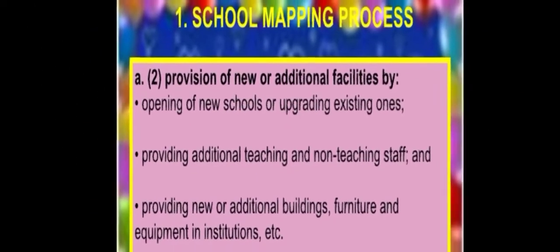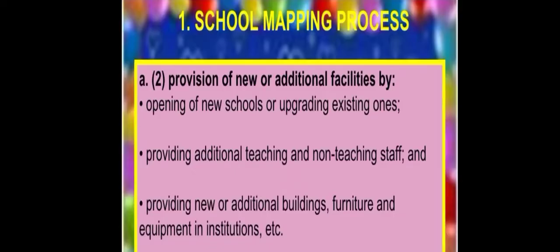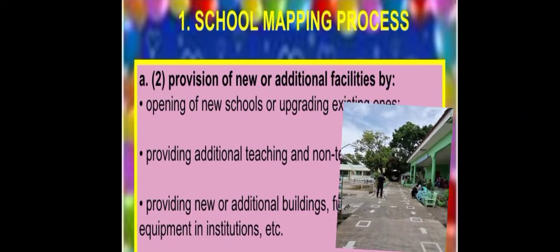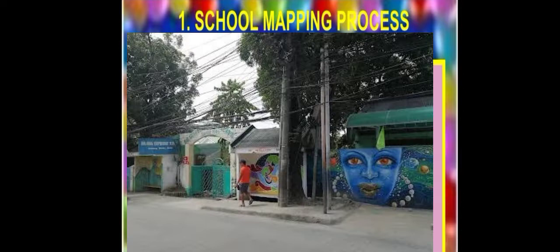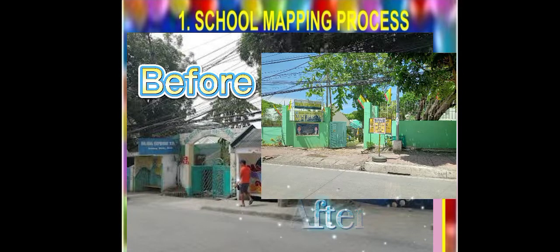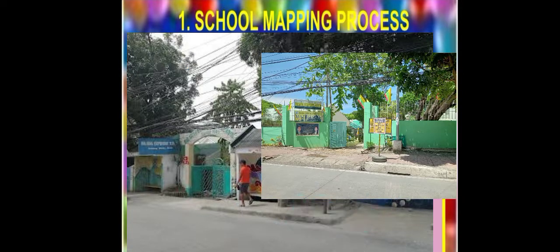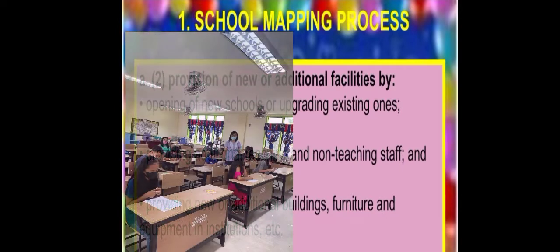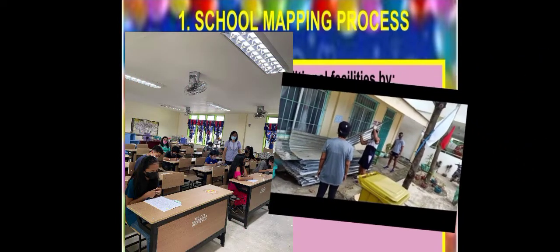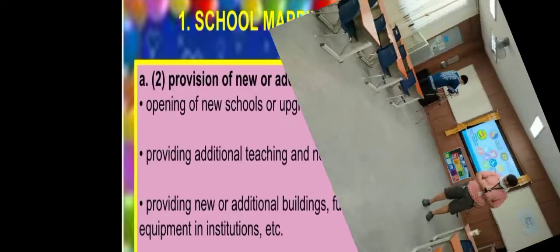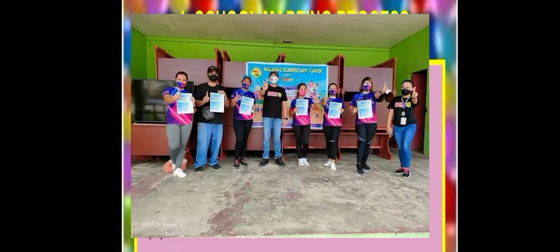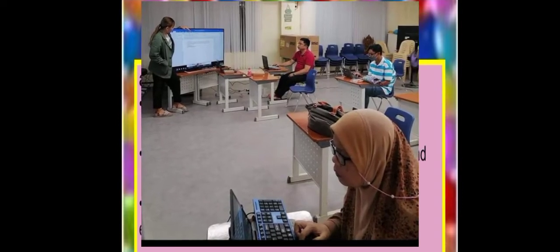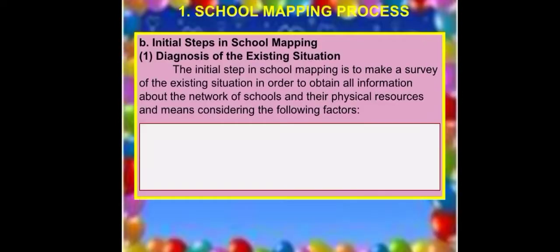School mapping process number 2 is the provision of new or additional facilities. First is the opening of new schools or upgrading existing ones. Second is providing additional teaching and non-teaching staff, and providing new or additional buildings, furniture, and equipment in institutions, etc.